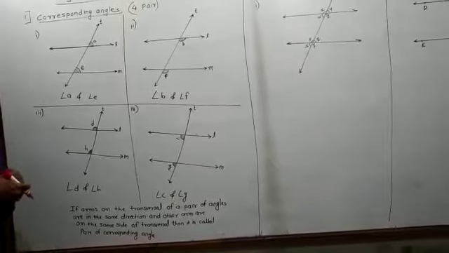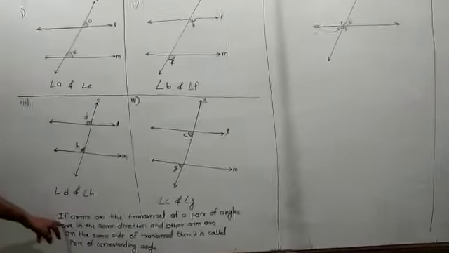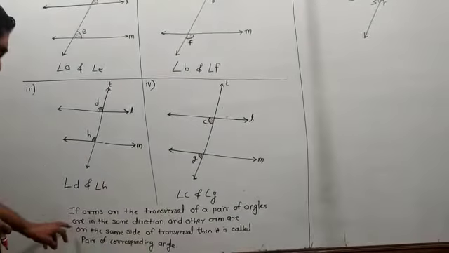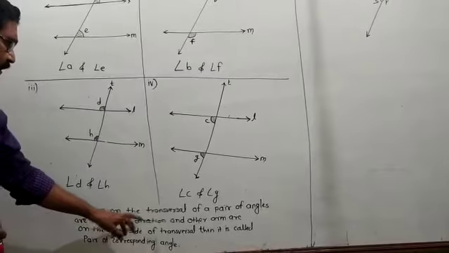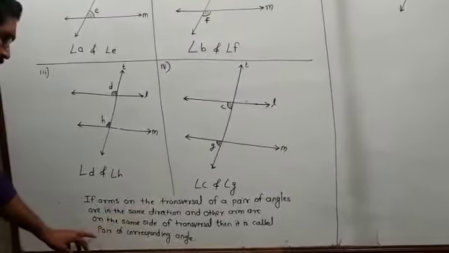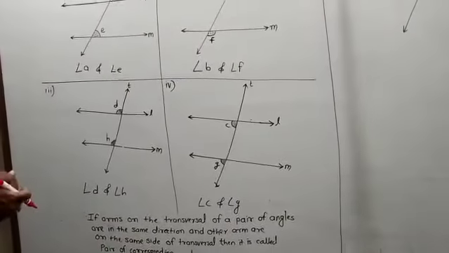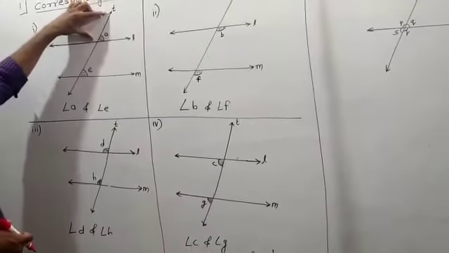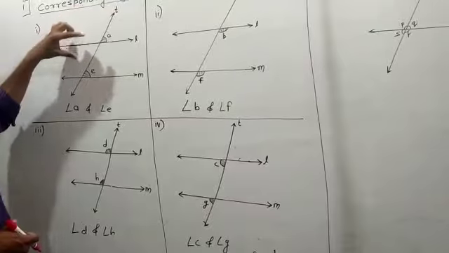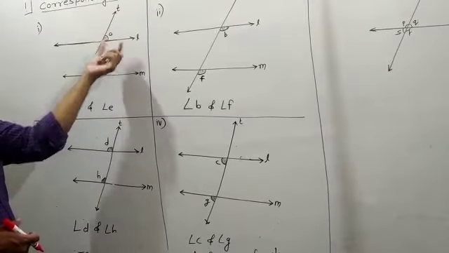But what is the definition of corresponding angle? The definition is: if the arms on the transversal of a pair of angles are in the same direction, and the other arms are on the same side of the transversal, then it is called a pair of corresponding angles. Corresponding angle means one arm of the angle is on the transversal and the other arm is on the same side of the transversal.